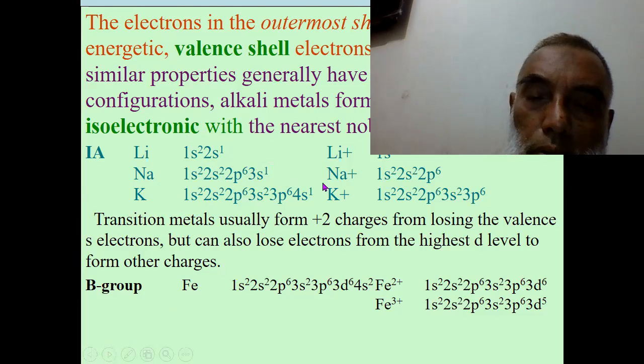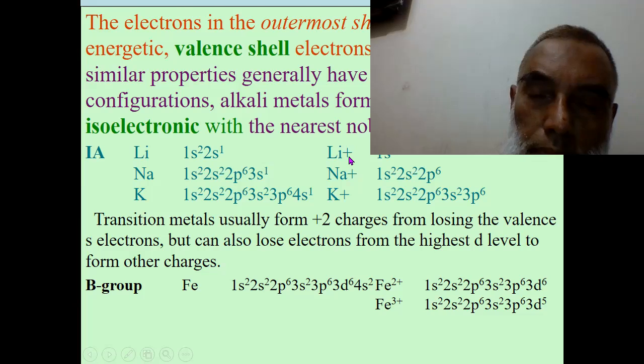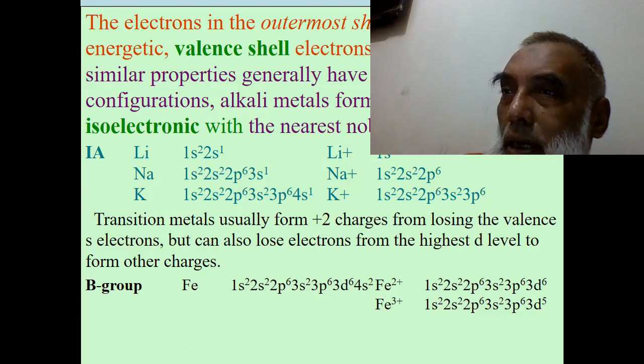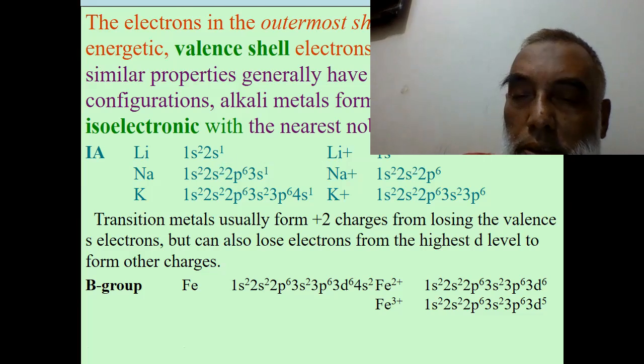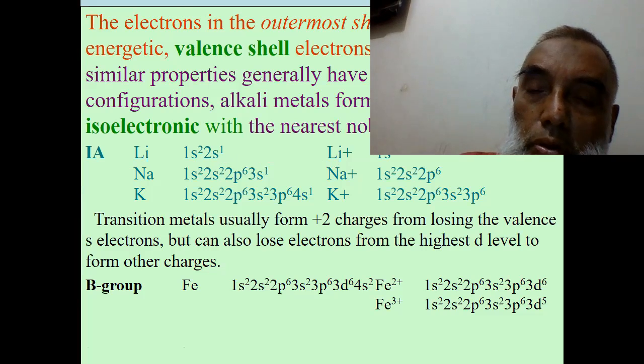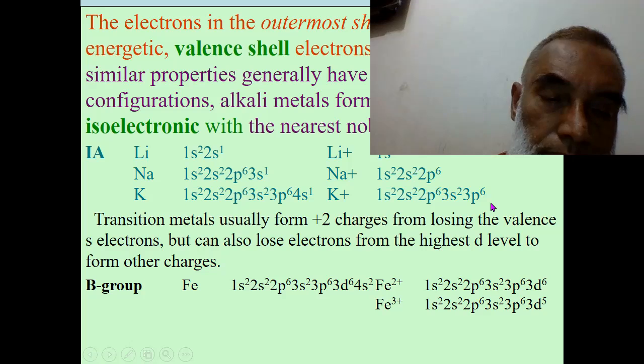In case of lithium positive, that is, from where one electron has gone, this 2s electron is the outermost electron. This absorbs energy, and this energy is known as your ionization energy, and absorbing that ionization energy, it is ionized, and its electron configuration becomes 1s2. Similarly, when sodium is ionized, its electron configuration becomes 1s2 2s2 2p6. When potassium is ionized, its configuration becomes 1s2 2s2 2p6 3s2 3p6.